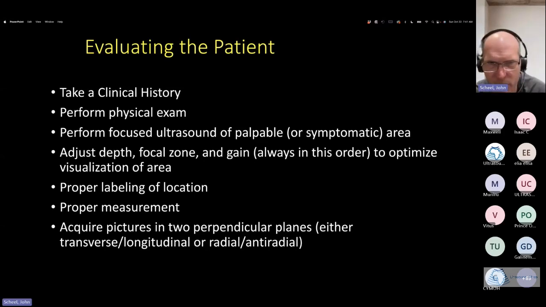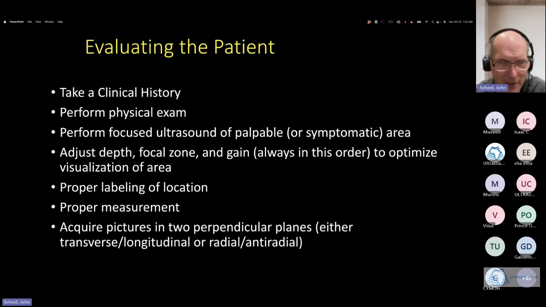Ultrasound is better when you do it focused on the palpable or symptomatic area rather than just scanning around. But it depends on whether the patient's there for multiple symptoms or regional symptoms, and I'll get into that a little bit later. Then after you look at the symptomatic area, you optimize the imaging. So adjust depth, focal zone, and gain like we went over to optimize the visualized area.